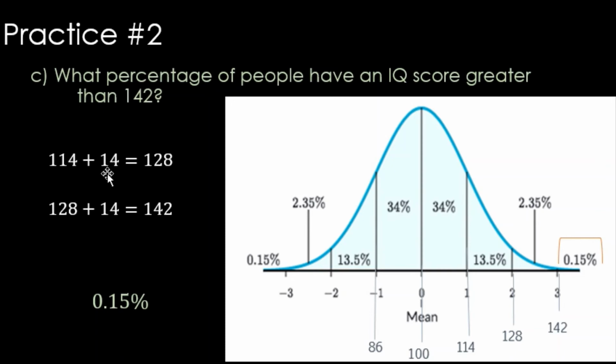114 plus another 14 equals 128. So we know that 128 is 2 standard deviations above the mean. Now we repeat again. 128 plus 14 equals 142. So we've found the value that we're looking for. 142 is 3 standard deviations above the mean. Now we can simply add the percentage values greater than 142 to find our answer. This is only one value in this case, 0.15%.